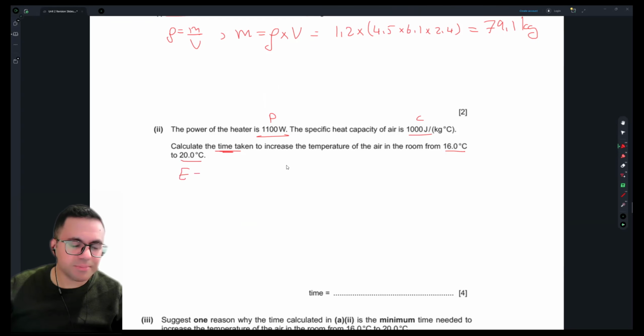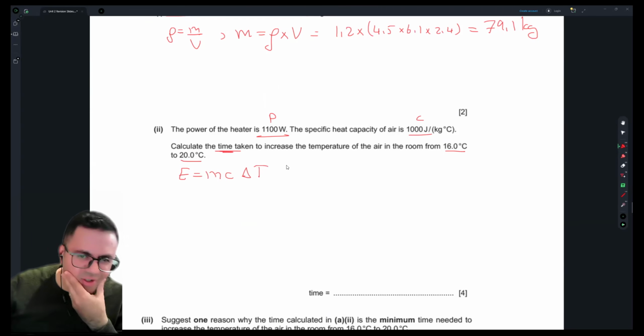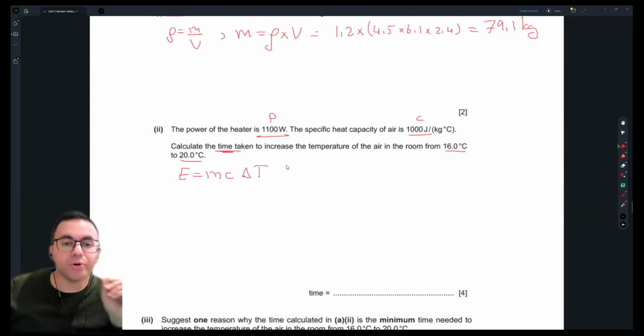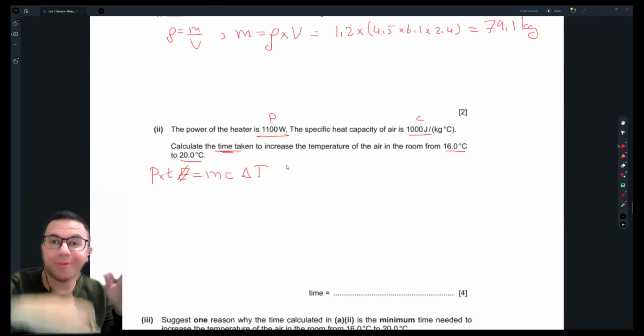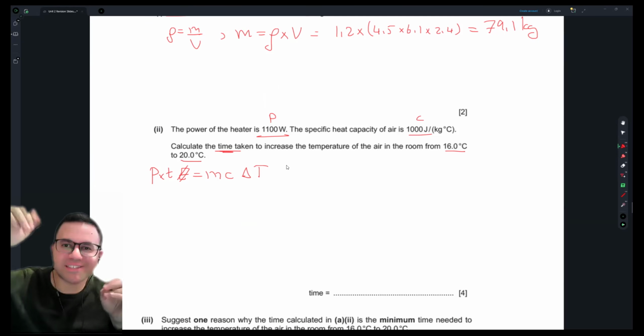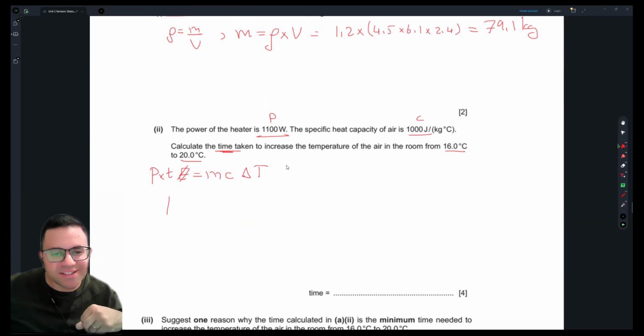So E equals mc delta T. That's the primary rule we have. But I don't have energy. He wants time and we have power. Oh, so the moment you see this, I want you to replace E with power times time. The moment you see the question using power and asking for time, or giving you time and power, just replace E with PT, which means T is equal to mc delta T over P.